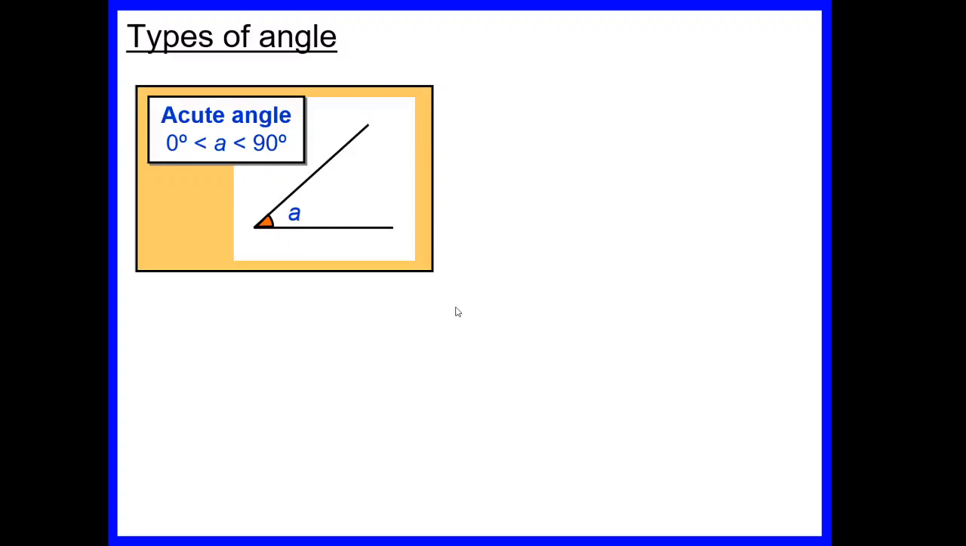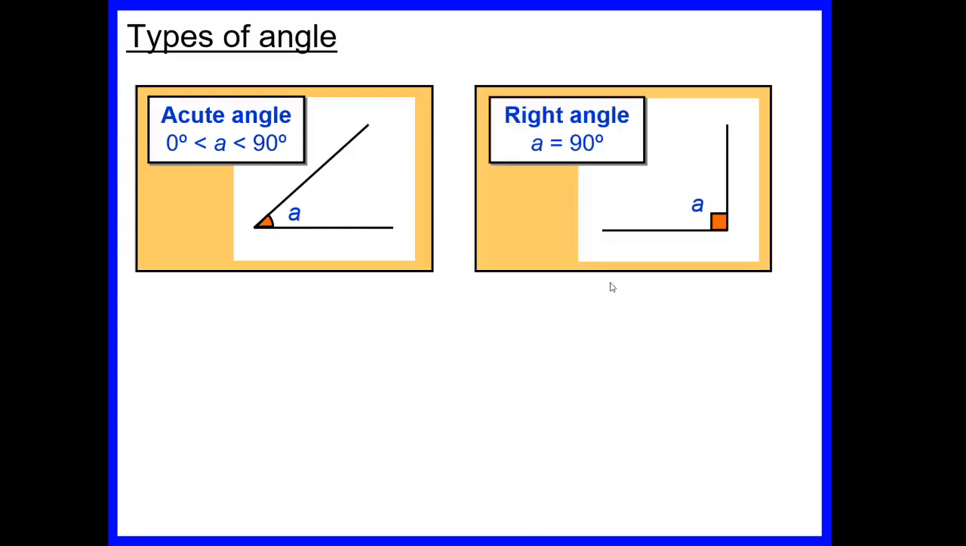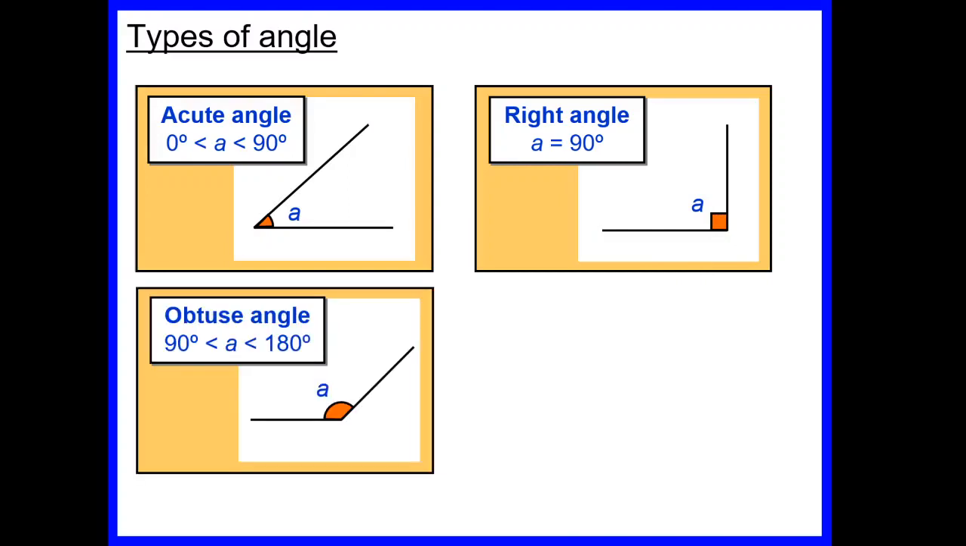Okay. We've then got our right angle. So again with the small square in the corner, the right angle is exactly 90 degrees. Our obtuse angle is between 90 and 180. So again, not exactly 90 because that would be a right angle, and not including 180, less than 180. 180 degrees would give us a straight line.